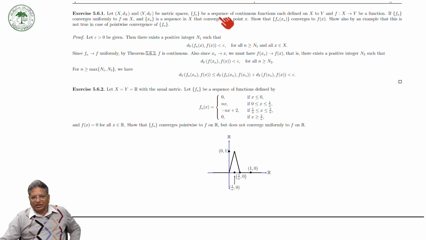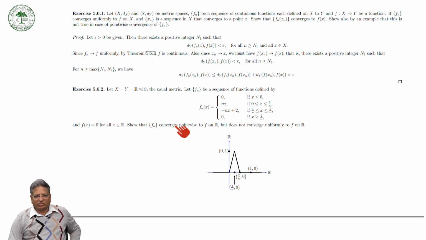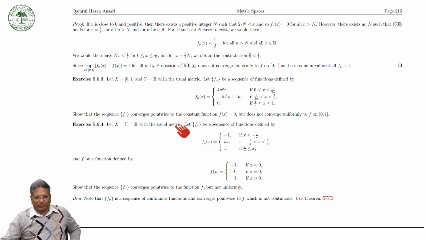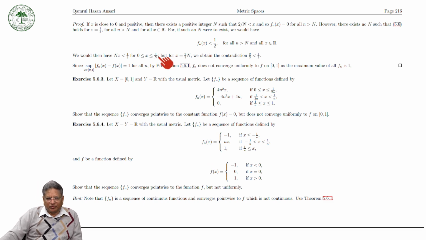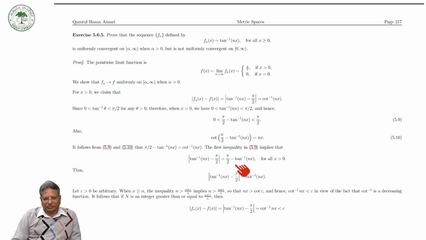But here we have taken that Fn is a sequence of continuous functions, and then this sequence of functions converges pointwise but not uniformly, and that you can prove. I have given the proof and you can see very easily, and there are several other exercises. There are different exercises that you can see by yourself, very simple ones, and here is one more exercise.